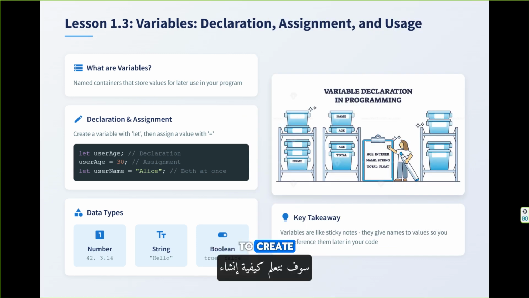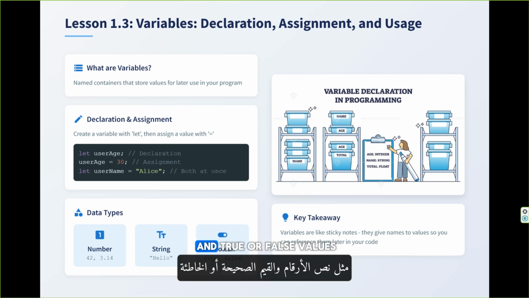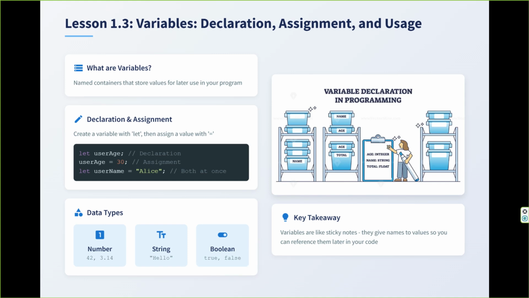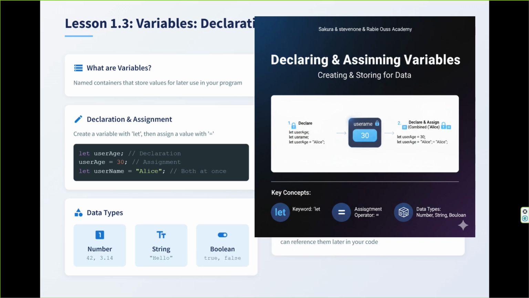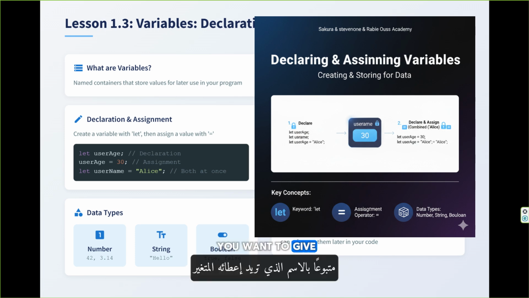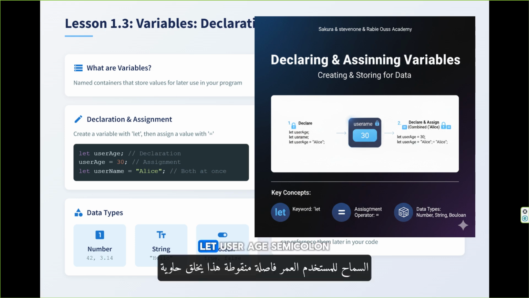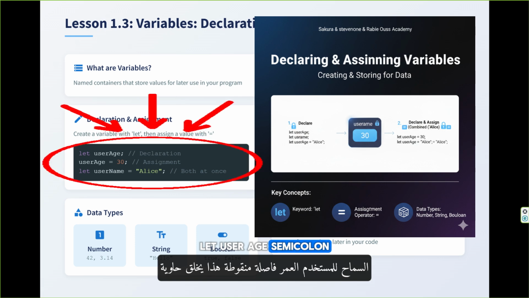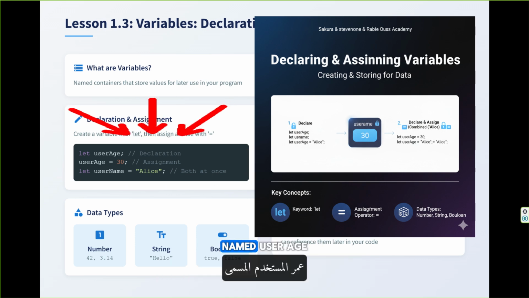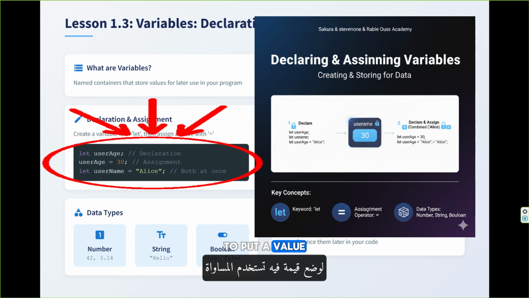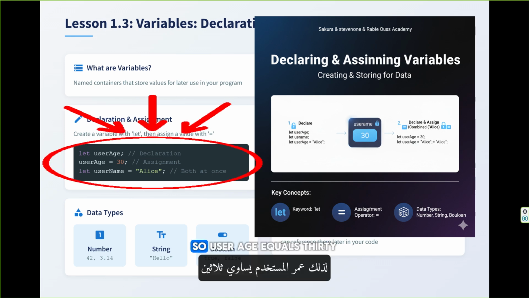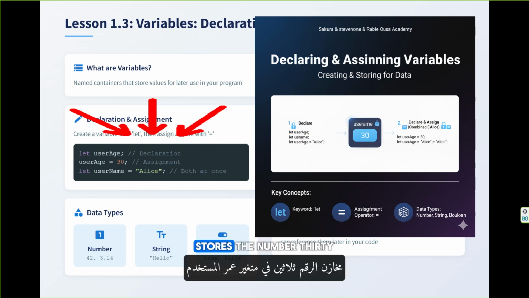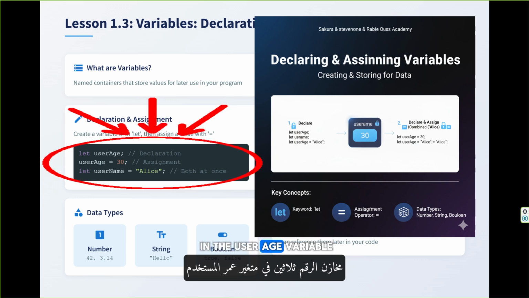We will learn how to create variables to hold different types of data, such as numbers, text, and true or false values. To declare a variable in JavaScript, you use a keyword like let, followed by the name you want to give the variable. For example, let userAge; This creates a container named userAge. To put a value into it, you use the equal sign, which is the assignment operator. So userAge = 30 stores the number 30 in the userAge variable.